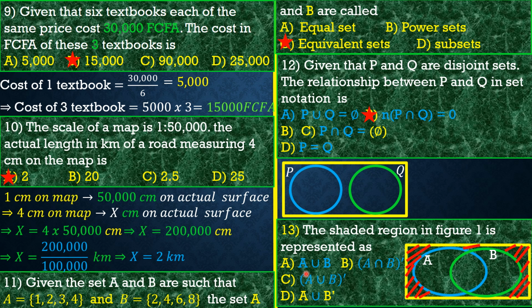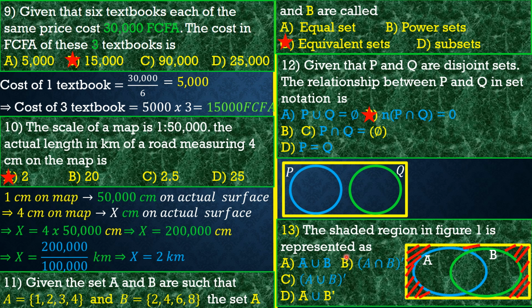It is great. Okay, let's go option A. Option A is saying that A union B. Wrong. Option A cannot be good, guys. If it was A union B, they would have shaded both the set A and the set B. So option A cannot be correct.